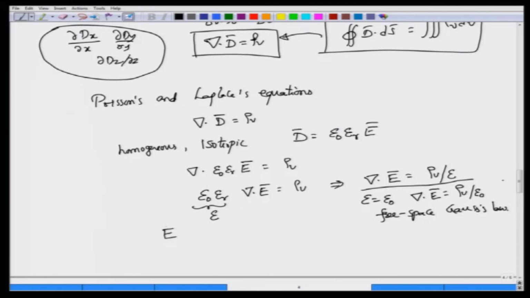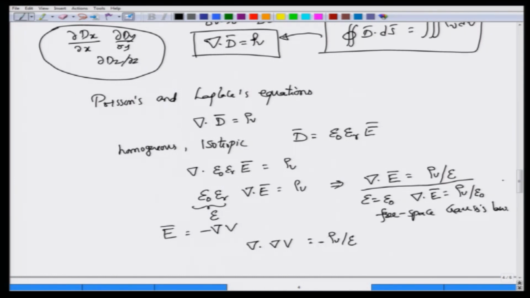Now, I also know that electric field can be written as minus gradient of V, where V is the electrostatic scalar potential. E will be equal to minus gradient of V. Substituting this in the equation for del dot E, a minus sign can be taken outside. So, I have minus del dot gradient of V is equal to rho v by epsilon. Let me remove the minus sign from the left hand side and put it onto the right hand side.